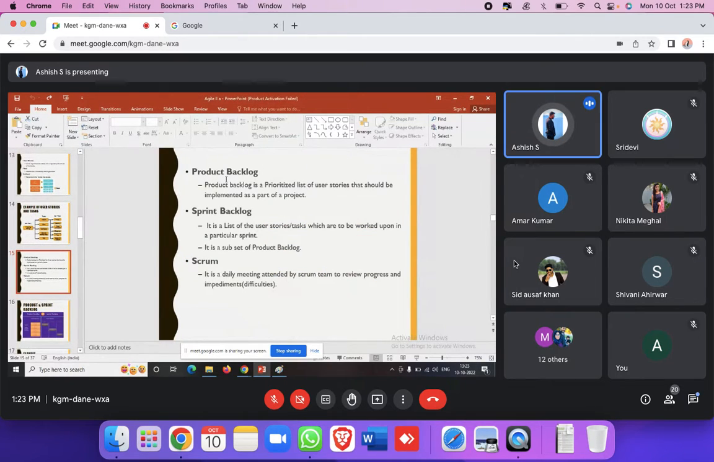Then we have something called the product backlog. Product backlog is nothing but prioritizing your user stories, like which has to be developed first. Product backlog is a prioritized list of user stories that should be implemented as a part of the project. For example, again, I will repeat.